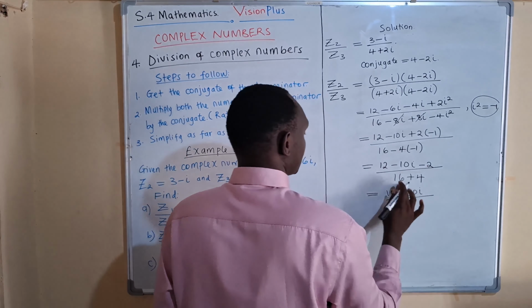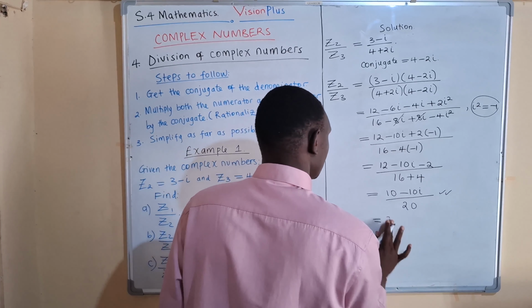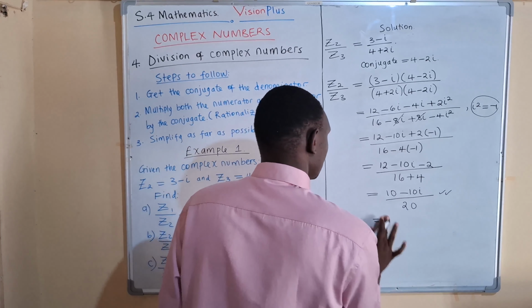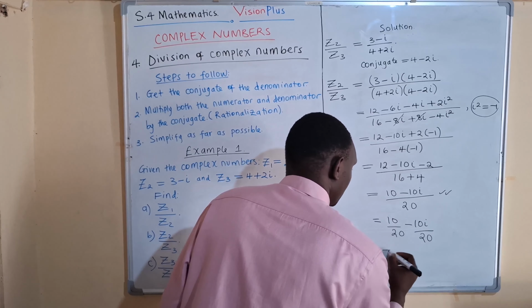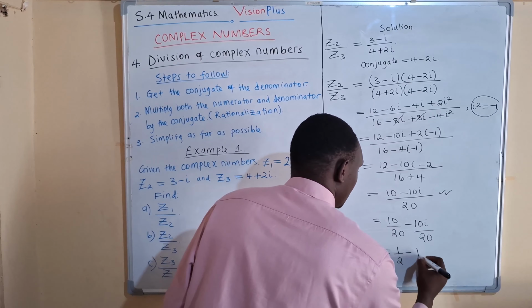This is the answer. Or you can distribute the denominator so that you have 10 out of 20 minus 10i out of 20. And then you simplify. This gives us here half minus a half i. This is the overall answer for part B.